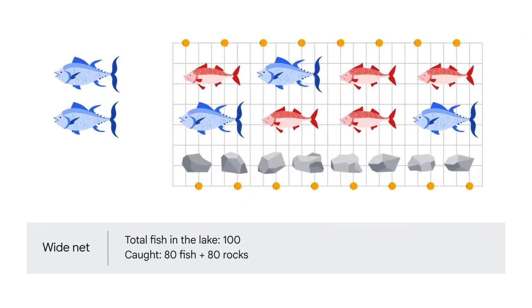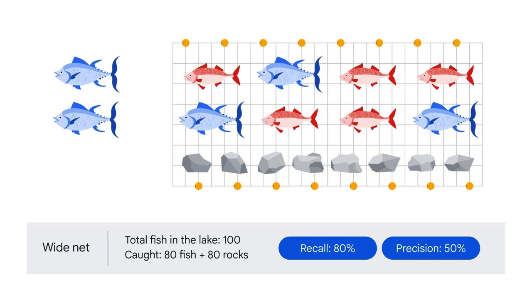Imagine you're fishing with a net. Using a wide net, you caught both fish and rocks: 80 fish out of 100 total fish in the lake, plus 80 rocks. The recall in this case is 80%, which is calculated by the number of fish caught, 80, divided by the total number of fish in the lake, 100. The precision is 50%, which is calculated by taking the number of fish caught, 80, and dividing it by the number of fish and rocks collected, 160.